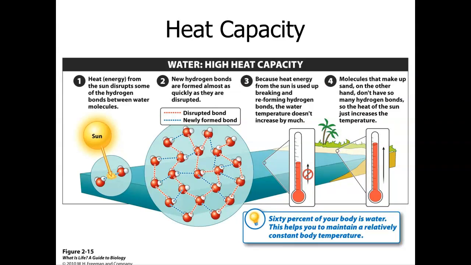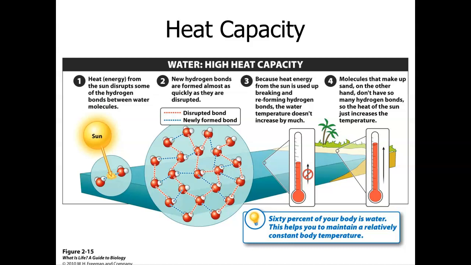Water is known for having a high heat capacity. So in this picture, you see a large body of water. What's happening here is heat energy from the sun is going to disrupt some of the hydrogen bonds between the water molecules that you see here. The disrupted bonds are going to be in red, and the newly formed bonds are going to be in blue. So as it disrupts, those new hydrogen bonds are going to be formed almost as quickly.